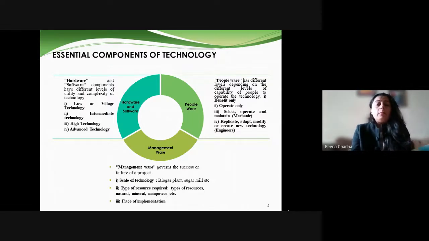And then we have type of resources, which again determine what kind of minerals, what kind of manpower, what kind of natural resources we need. So all these raw materials again need to be managed, and how their supply chain is to be ensured. And then place of implementation, as I already told you, any kind of industry looks at the place of its implementation before establishing itself, so that it can get maximum benefit from the advantages of its location.